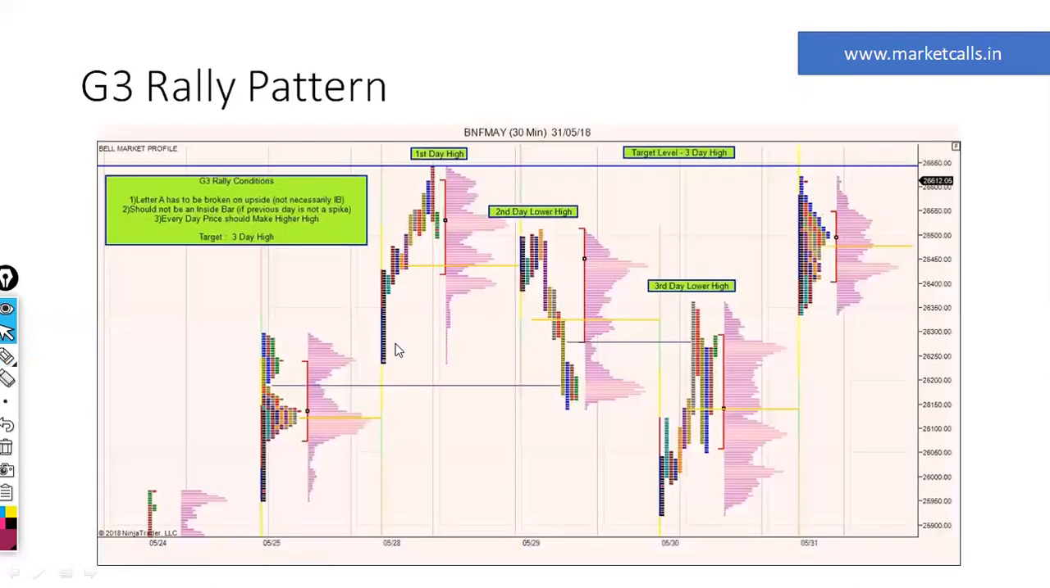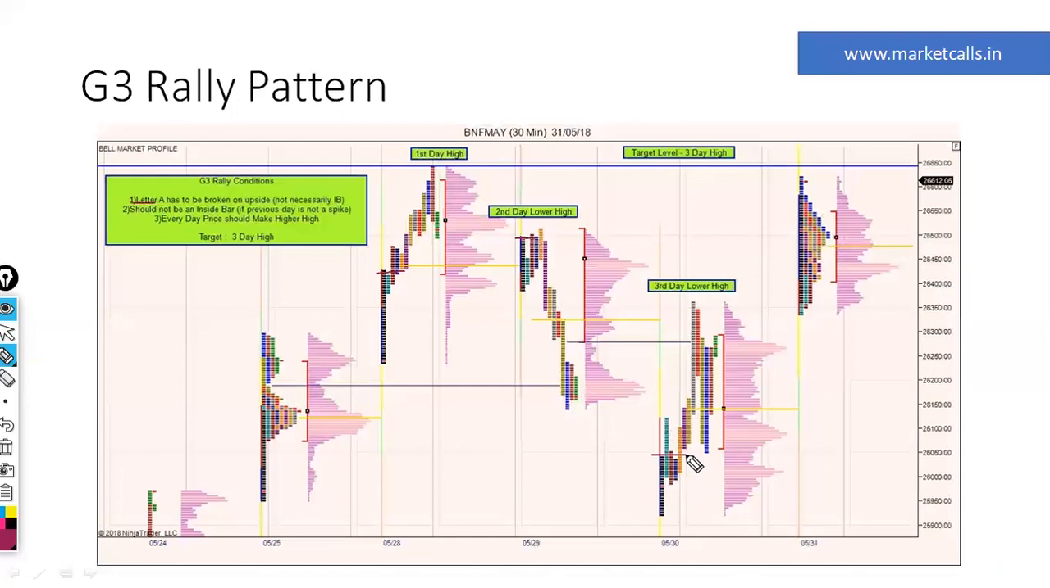This is a grade 3 rally pattern. There are only 3 conditions. The letter A high should be broken on all the 3 trading days. You can see that the letter A high has been broken by some other candle. That is rule number 1: on all the last 3 trading days, the letter A should be broken, right?